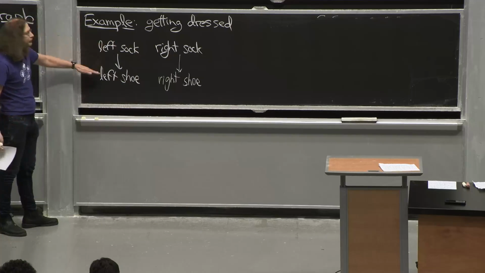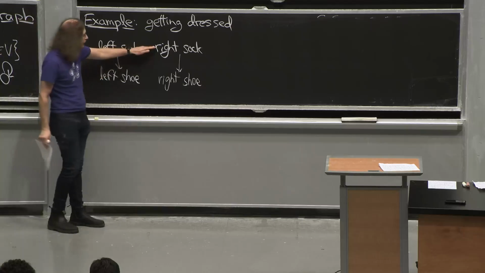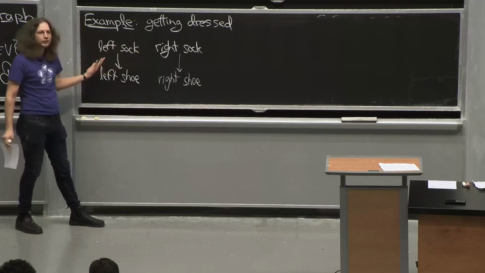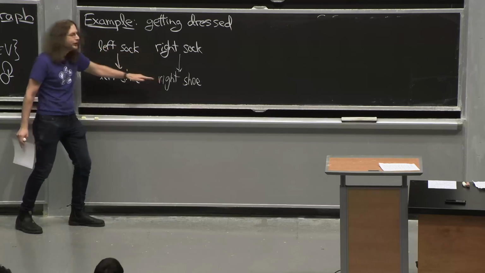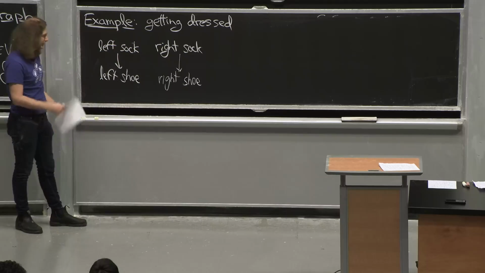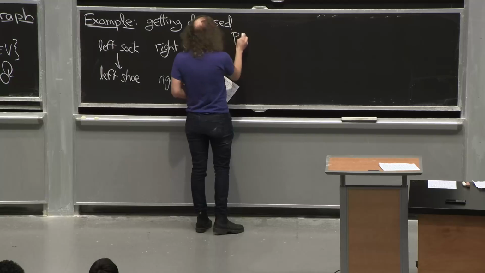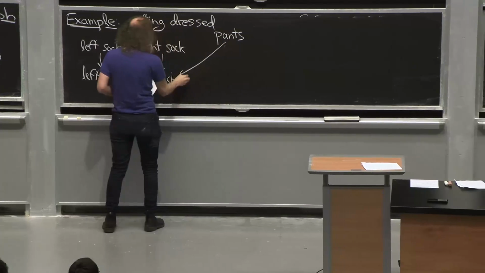But these are examples of precedence relations. You want to put the left sock on before you put your left shoe on. You want to put your right sock on before you put your right shoe on. But you don't really care about the ordering between these two sides. I could do both of these and then do both of these, or I could do both socks and then both shoes. I could do left, right, right, left. There are lots of possible orderings that are valid here. You can add more fun things like pants. Those have to happen before your shoes.